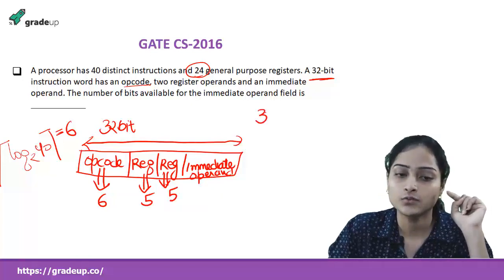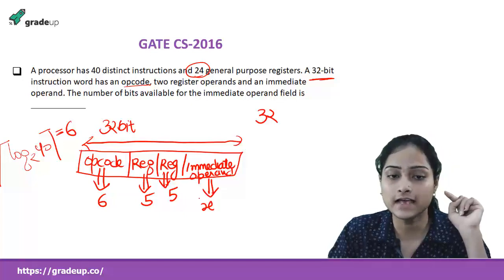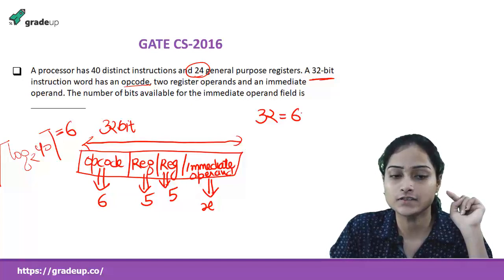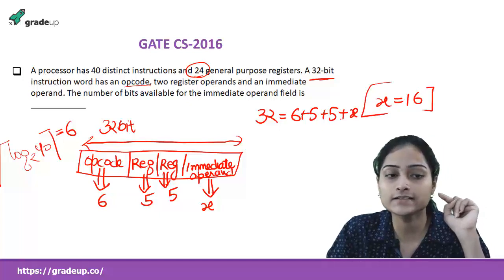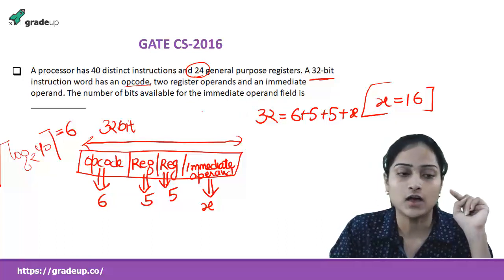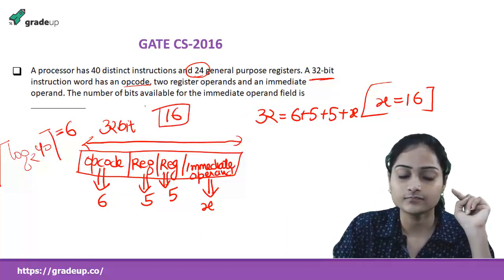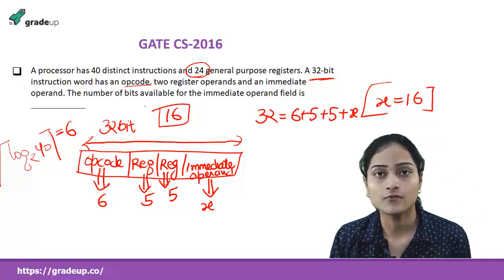Let the number of bits for the immediate operand field be x. So 32 equals 6 plus 5 plus 5 plus x. Then x will be 16. So what can I say? I am going to have 16 bits available for the immediate operand field. So the answer is 16. Guys, you can see this question was really easy. It was asked for 1 mark.